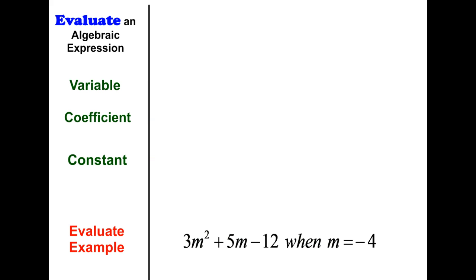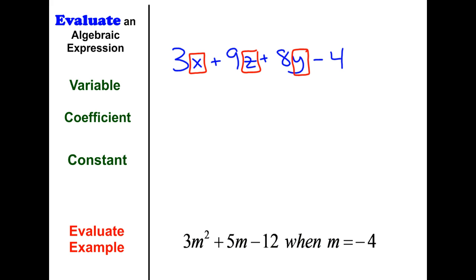Now if I clear that out and try another example, if I have something like 3x plus 9z plus 8y minus 4, you can look, we have 3 different variables, we have 3 different coefficients, and we have 1 constant. So I'm going to circle the variables in red. There's a variable, there's a variable, and there's a variable. You can have more than one kind of variable and still be an algebraic expression. Here are my coefficients. I can have more than one coefficient. Now, a fully simplified algebraic expression will only have one constant because you can combine the constants together.